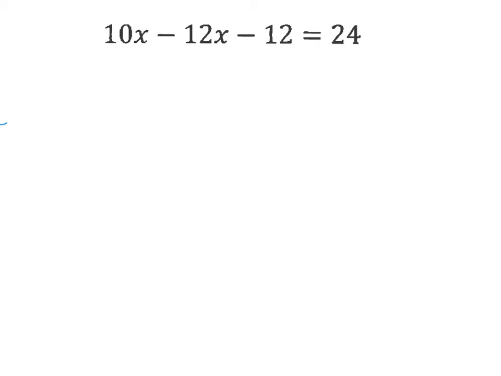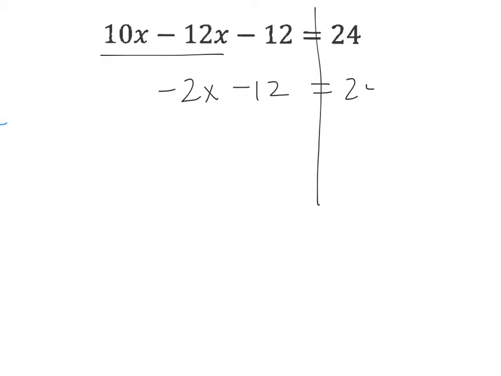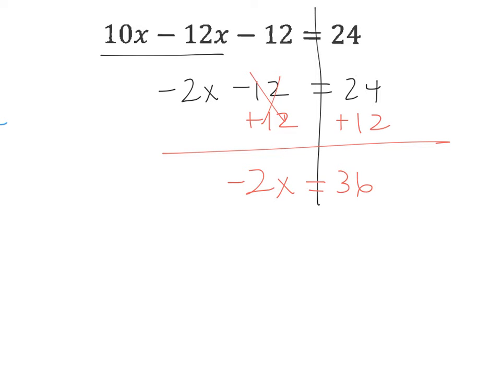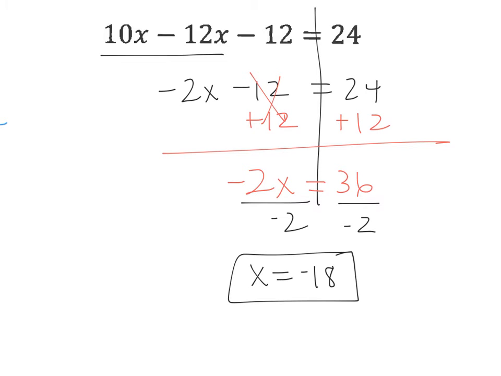Okay, here I have 10x minus 12x minus 12 equals 24. So I am going to combine 10x minus 12x and get negative 2x minus 12 equals 24. Inverse operation of negative 12 would be to add 12 to both sides. And I'm left with negative 2x on the left-hand side is equal to 36. Now, to isolate x, I divide by negative 2. And 36 divided by negative 2 is negative 18. So my answer here is x equals negative 18.